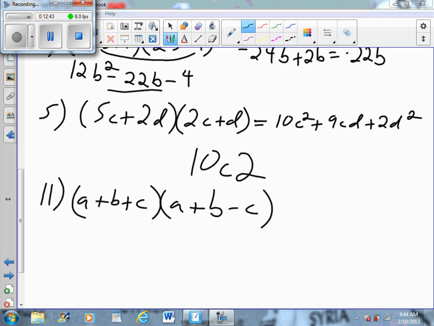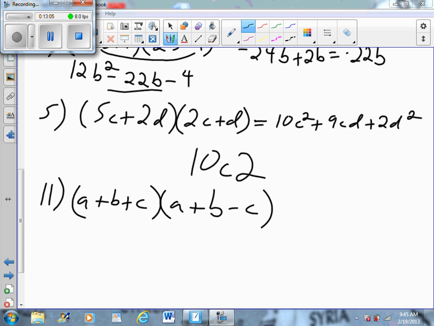5c times 2c, 5c times d, 2d times 2c, 2d times d. That's all you're doing here, using your distributive property. Now, keeping that in mind, that's what's happening in problems like number 11, where you have a trinomial times a trinomial, or a trinomial times a binomial, whatever. It's everything in the first set of parentheses times everything in the second.